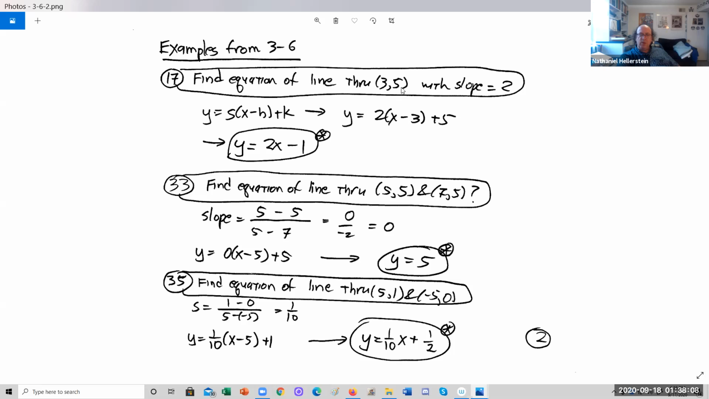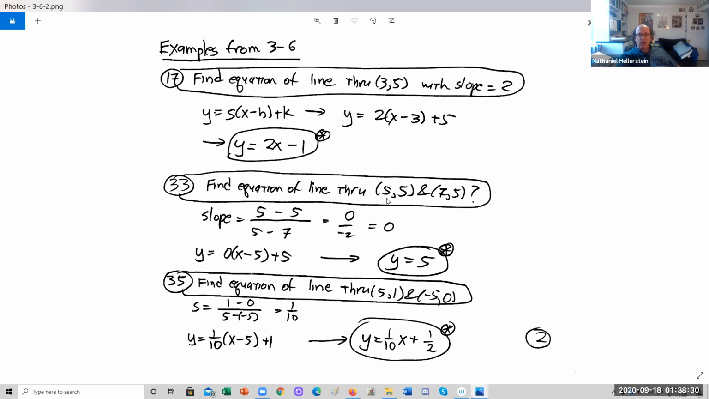(h, k) is (3, 5). Put a 3 here and a 5 here: 2 times (x minus 3) plus 5. Now, distributing the 2, you get 2x minus 6 plus 5. And minus 6 plus 5 is minus 1. So the equation is y equals 2x minus 1.